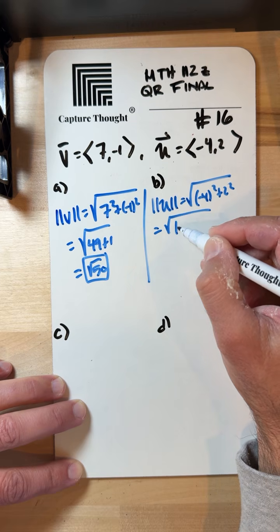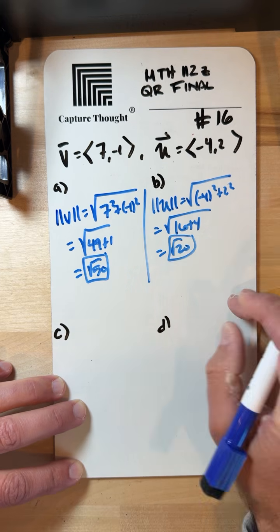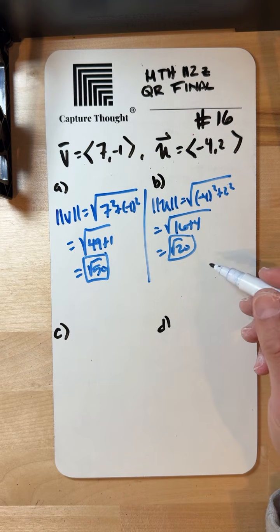So that is going to be, what, 16 and a 4. So that's just the square root of 20. Now I could simplify that, but it just says leave it in exact form, so I'm just going to leave it just like that. Same thing with this one.